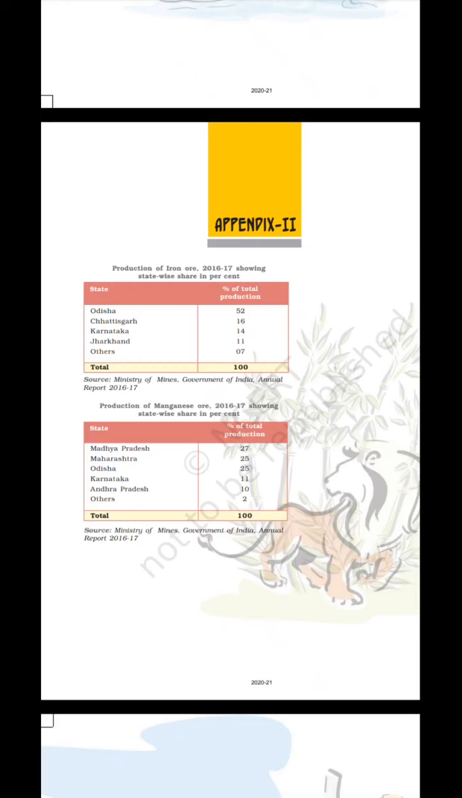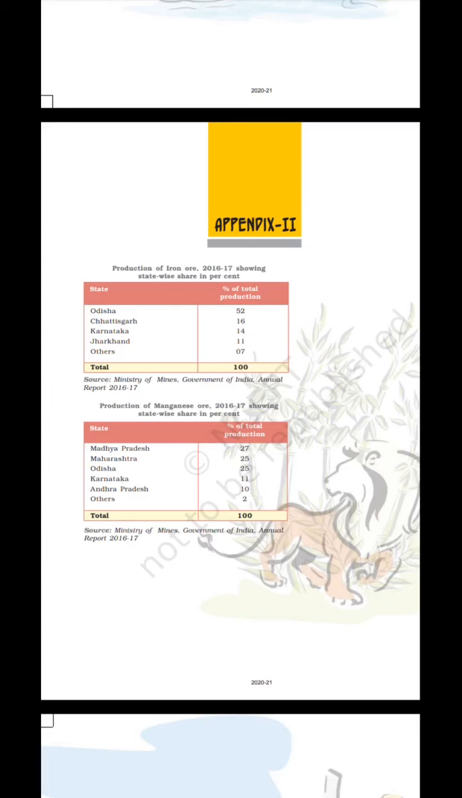Appendix 2. Production of iron ore 2016-17 showing state-wise share in percent. Odisha 52% of total production, Chhattisgarh 16, Karnataka 14, Jharkhand 11, others 7, total 100. Source: Ministry of Mines, Government of India, Annual Report 2016-17.